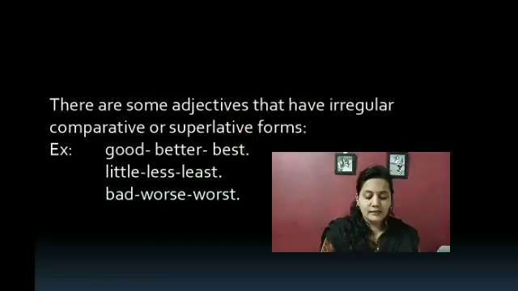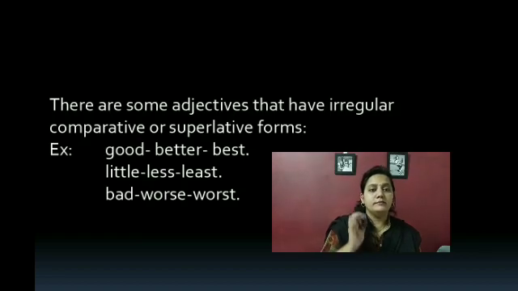Then there are some irregular adjectives, some adjectives that have irregular comparative and superlative forms, for example good, better, best. Then we have bad, worse, worst, or little, less, least. So here we don't add er or est to that word. Simply the whole word changes, as it is the irregular comparative or superlative form of the degree.